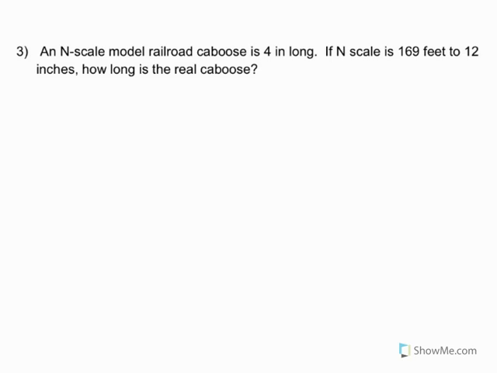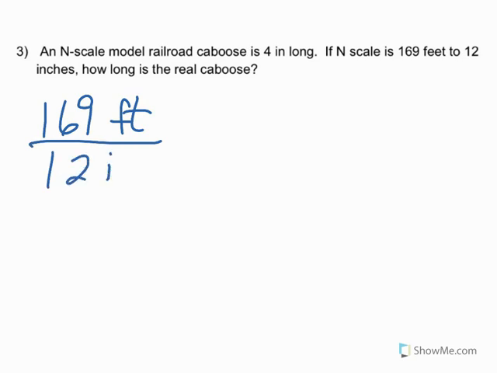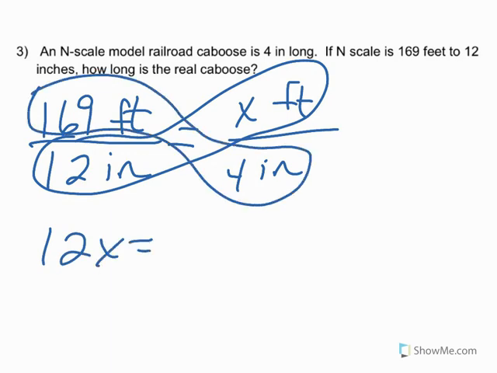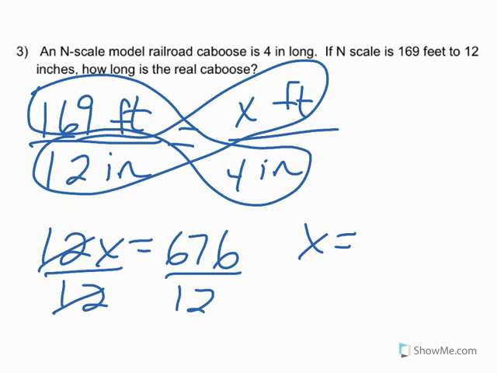We have that an N-scale model railroad caboose is 4 inches long. If N scale is 169 feet to 12 inches, how long is the real caboose? So we have that 169 feet is to 12 inches. And I know that the N-scale model railroad caboose is 4 inches long. I need to look for the number of feet for how long it is. So we're going to do our cross product here. We have 12x equals 169 times 4, which is 676. Then I'll divide both of those by 12. We get that x equals 56.3 repeating, and that's in feet.